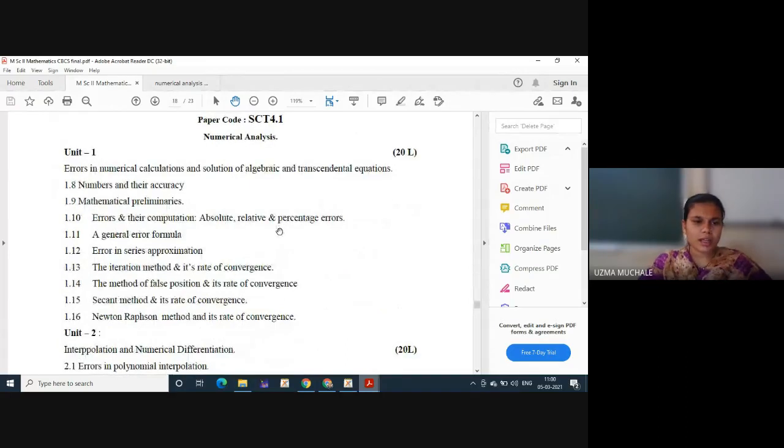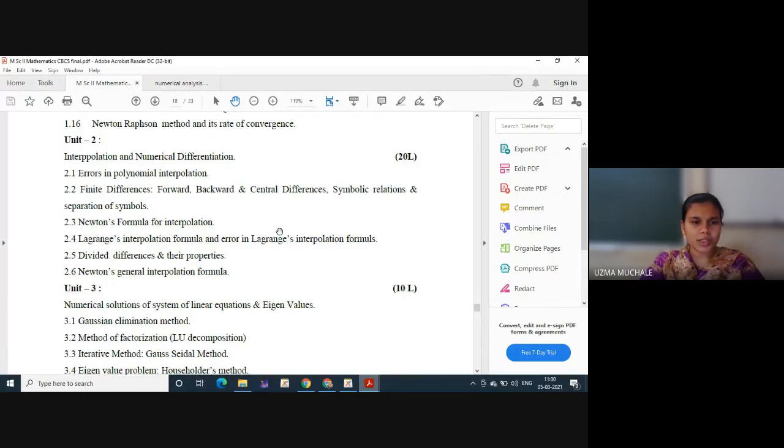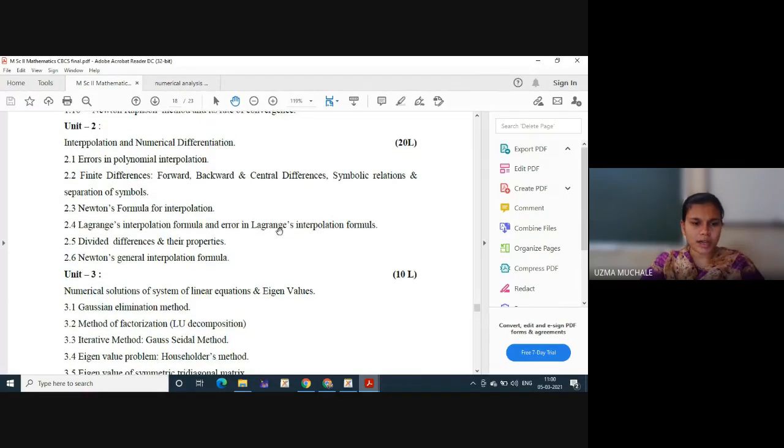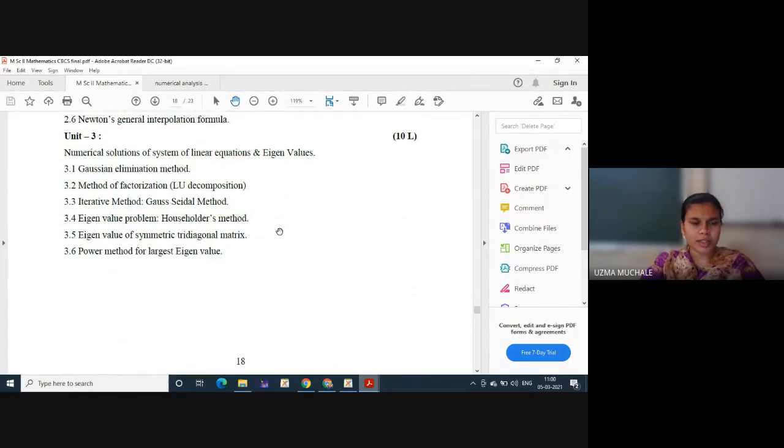In numerical calculations, in the first chapter we'll see error. Then we'll go for iteration next, and then false position, secant method, Newton-Raphson method. Then we'll go for interpolation that we already studied in the 12th standard. Then numerical solution for the system of linear equations. This one may be new for you.